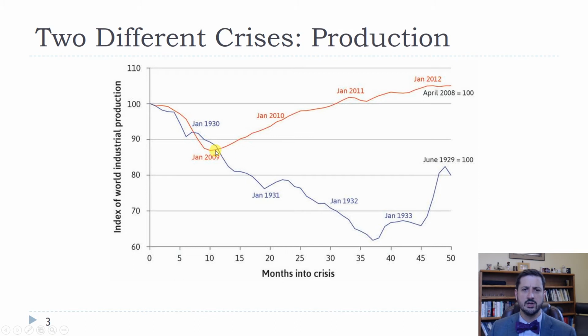In the Great Recession, industrial production started to recover in about 2009 and recovered fairly steadily after that. And so that's a big difference. And the question is, well, what did we do differently, both in the United States and in other countries?